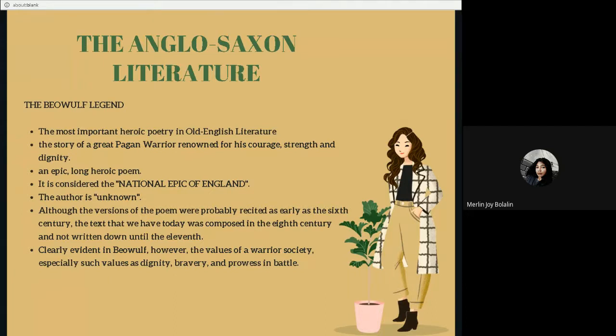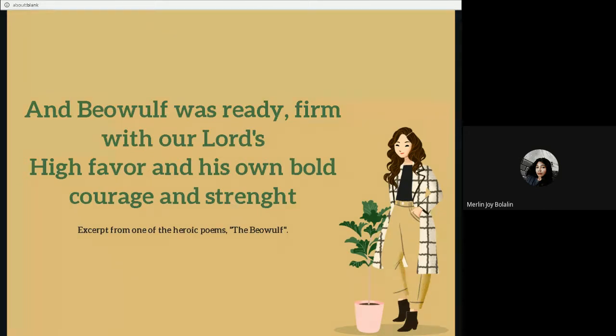So now you can understand that Old English literature, their theme is always about what kind of history they had. Now here is an excerpt. I got an excerpt from one of the heroic poems, the Beowulf. According to this, Beowulf was ready, firm with our Lord's high favor in his own bold courage and strength. So even if this is a story of a pagan warrior, the writer is Christian, kasi sinulat siya during the Christian invasion na lang.